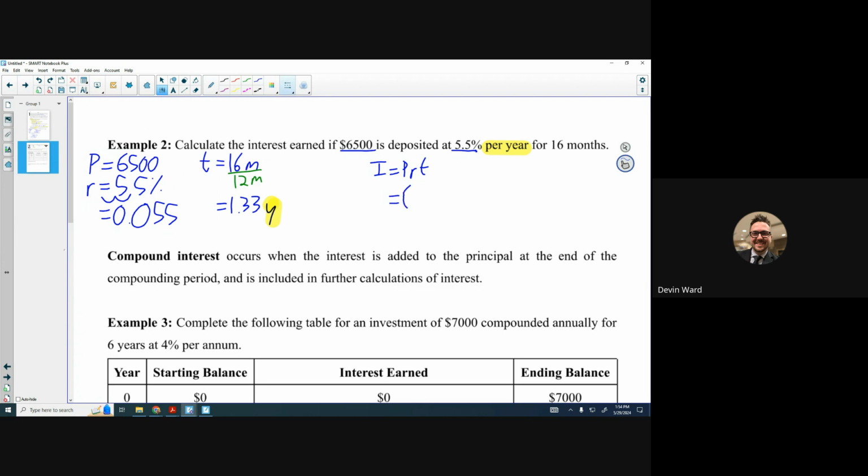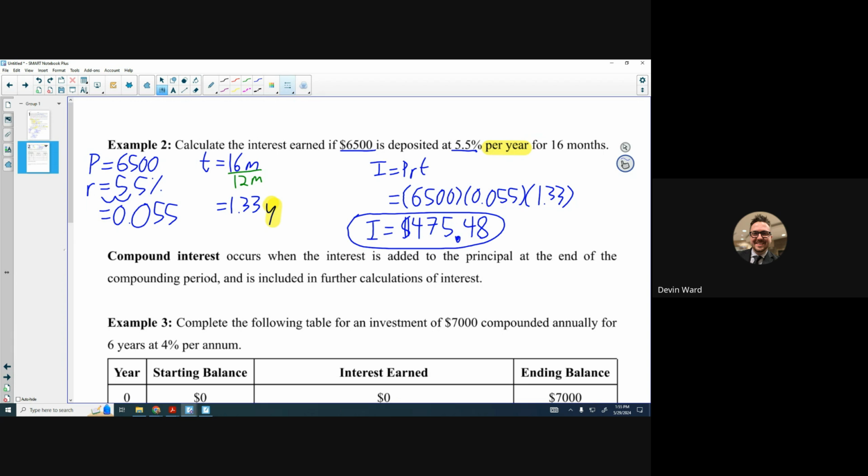So let's plug in my numbers here. 6,500 times 0.055 times 1.33. That will get me $475.48. Even though if you calculate it on your calculator, you should get 475.475.